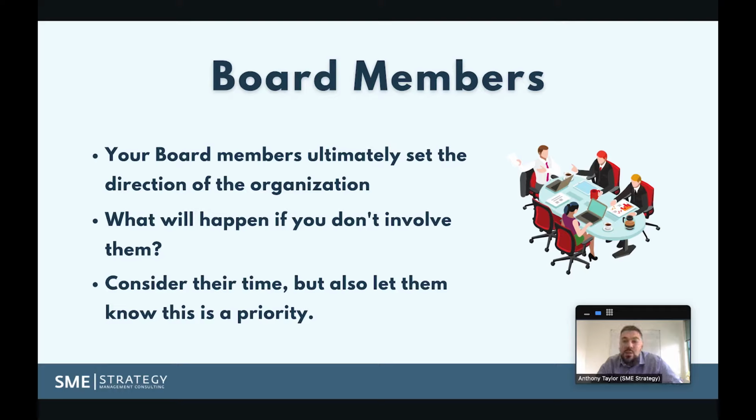So the easiest way we've found is to do the strategy with the board first and then cascade it down to the leadership team. Some people say, hey, our board is really busy, or you might have a volunteer board. It can take a good amount of time to do. So you want to be mindful of their time. That's why you don't want to have a rambling process or a process that doesn't get the job done in the right amount of time. But also when you're communicating it to them, say, this is a priority.